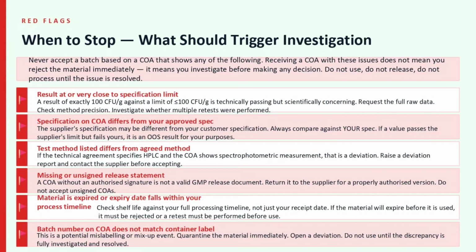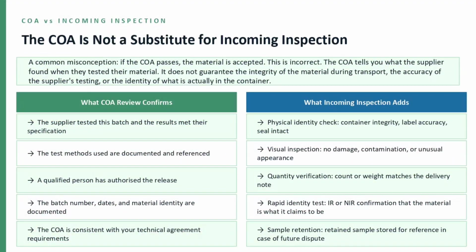For every one of these red flags, the correct action is the same. Stop. Quarantine. Raise a deviation. Investigate. Do not use until resolved. I want to address a very common misconception about COAs. Many quality professionals and production teams believe that if the COA passes, the material is approved for use. This is incorrect. The COA tells you what the supplier found when they tested their material at their facility. It does not tell you what happened to that material during transport. It does not guarantee the accuracy of the supplier's testing. And it does not verify the physical identity and integrity of what actually arrived at your site.